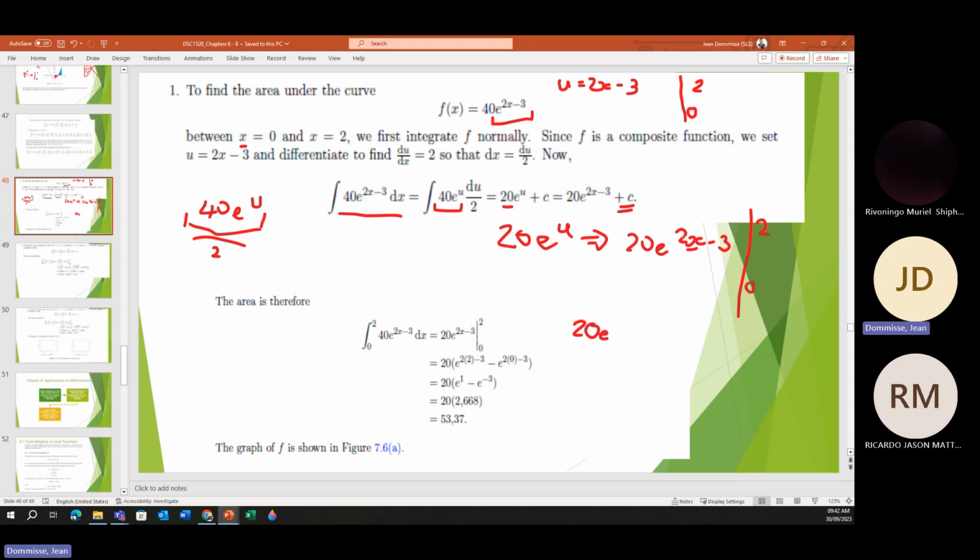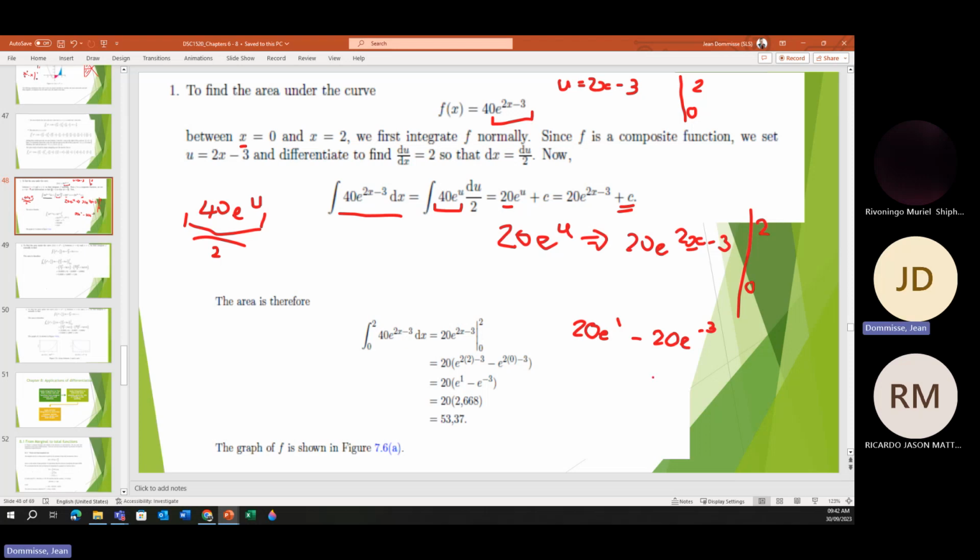So 2 times 2 is 4. 4 minus 3 is 1. So that will be the one part. Then we have 20e. 2 times 0 is 0. So 0 minus 3 is minus 3.